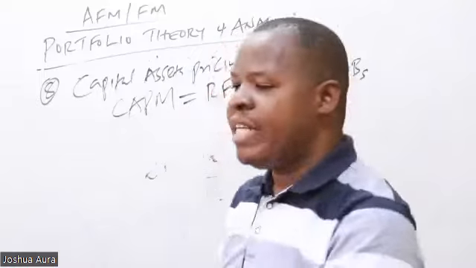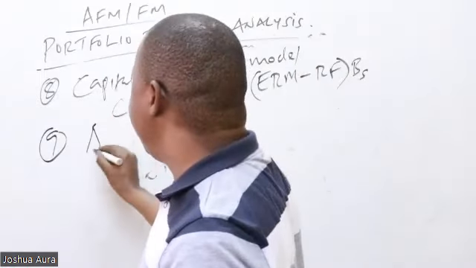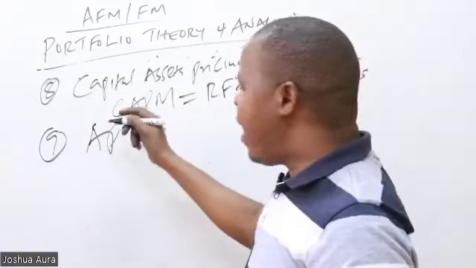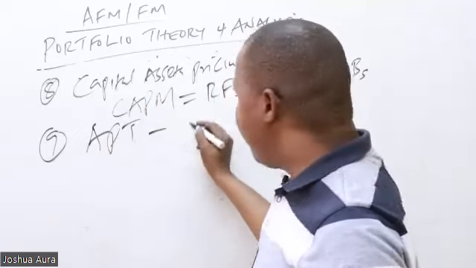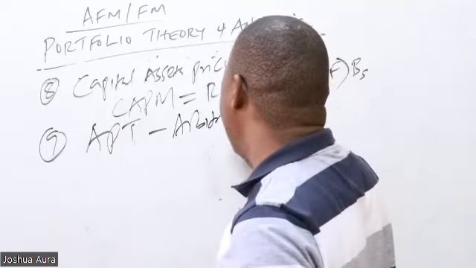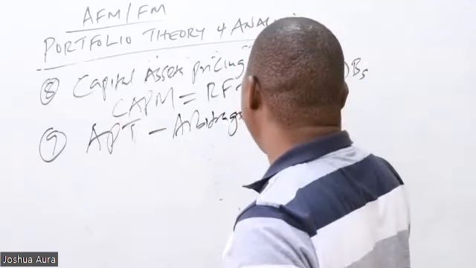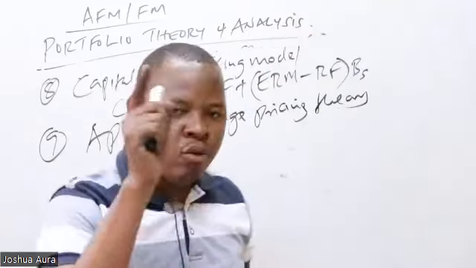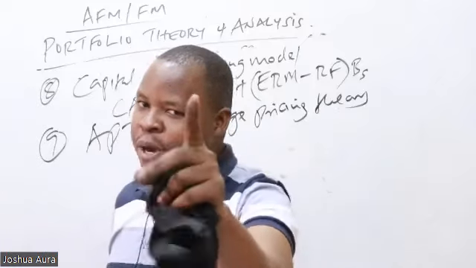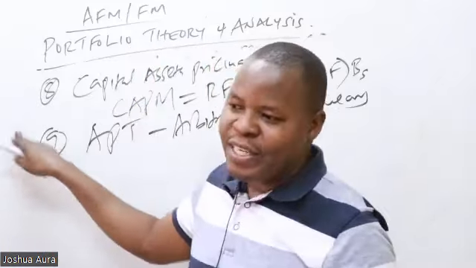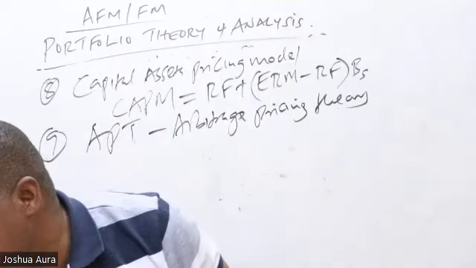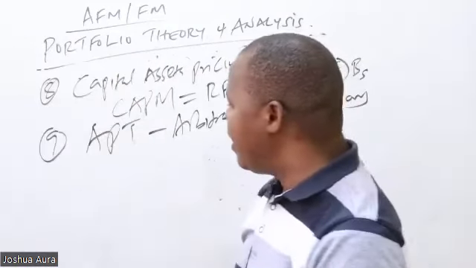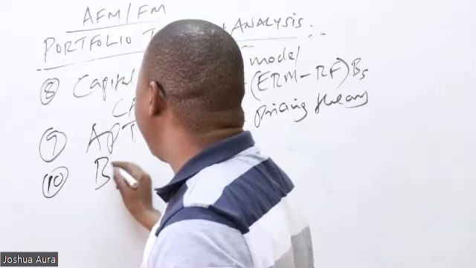Item number 9, APT. This one is also another item which is a brother to CAPM. This is arbitrage pricing theory. You should know about that, for the advanced. Where we were intermediate, you are not here yet. Now, these are how many? 9. Number 10, you should know how to calculate beta.